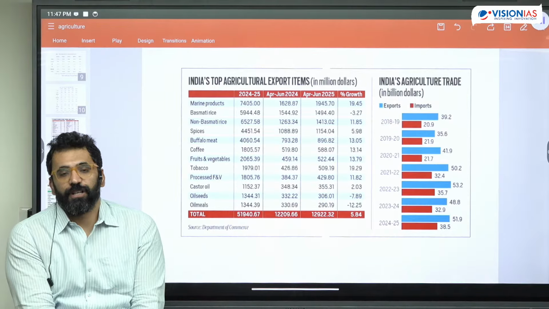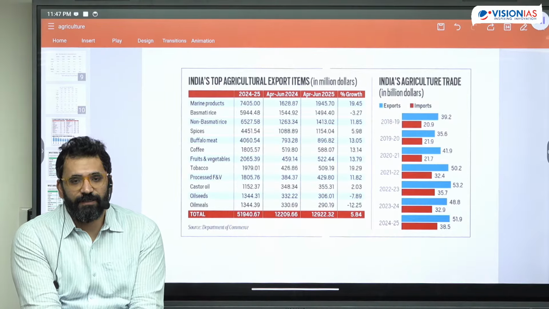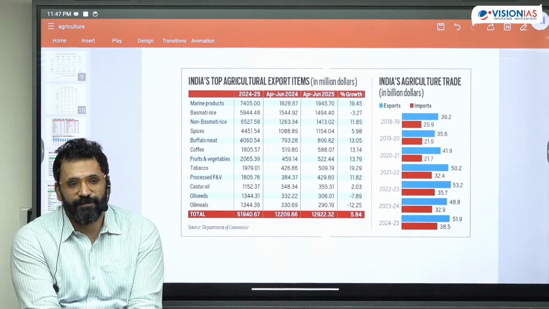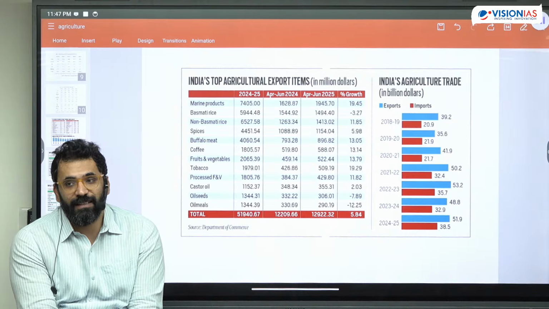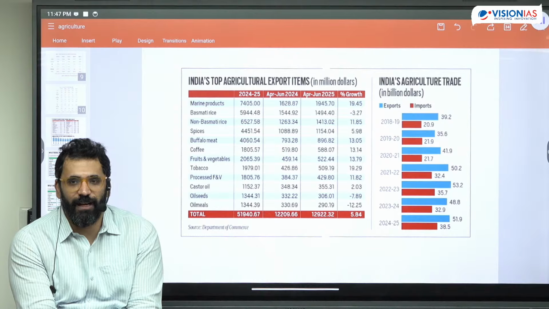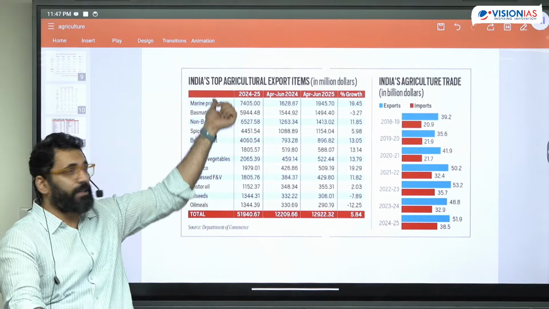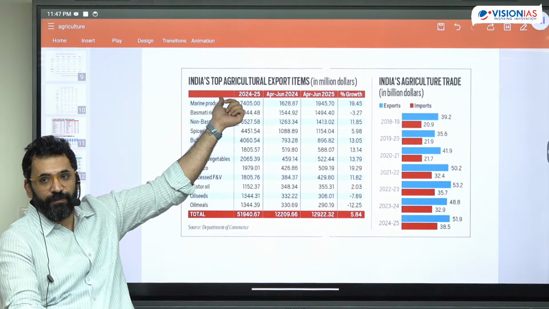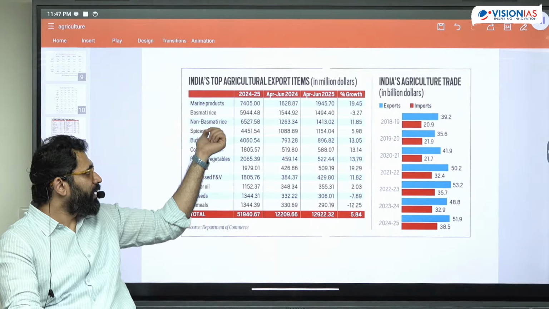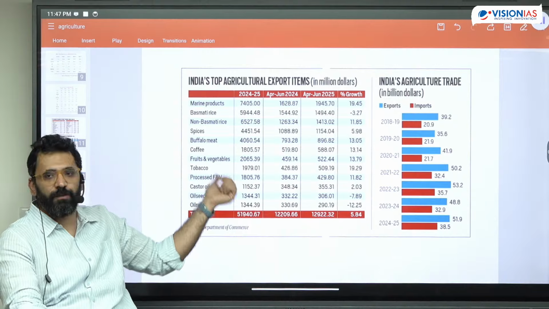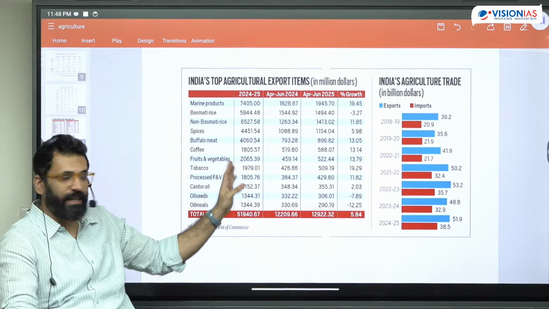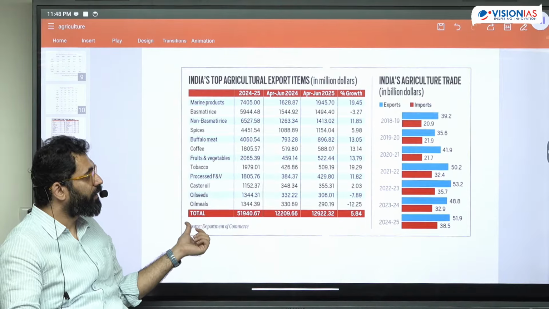Which are the goods mostly India is sending outside? Maximum is rice. Agar basmati, non-basmati दोनों add करो. If only basmati and non-basmati is separate, then it's marine products. Marine products, basmati rice, spices, buffalo meat, coffee, fruits and vegetables, tobacco and so on. Larger idea should know what exactly is happening.